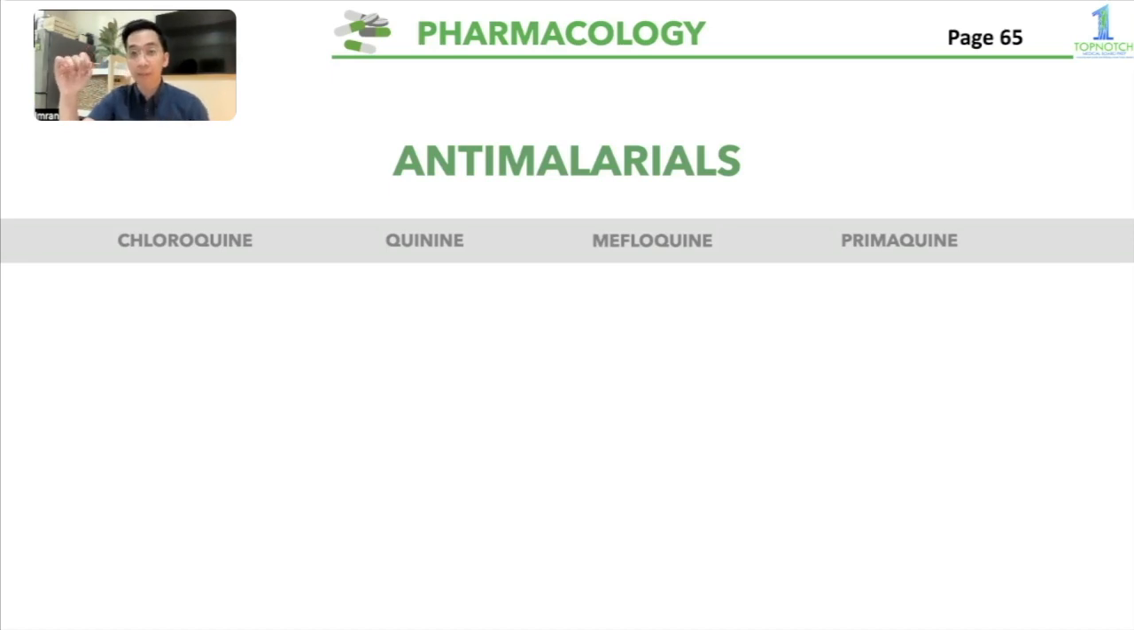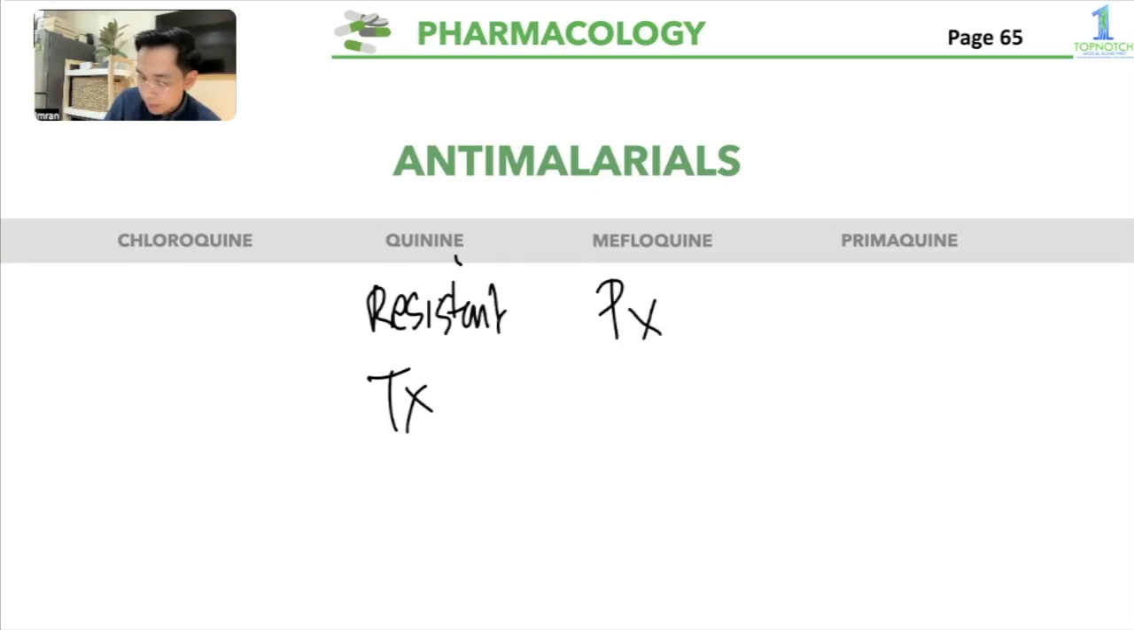If you are giving it for prophylaxis, the main drug that you can give is your mefloquine. Mefloquine is for... so ito treatment, di ba? Ito ay prophylaxis for your malaria. Your atovaquone proguanil can also be given as a prophylaxis for your chloroquine resistant agents.